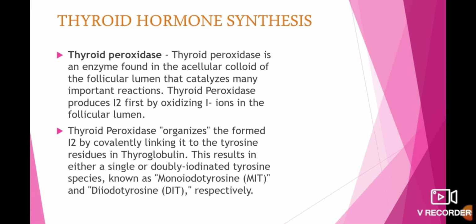Thyroid peroxidase produces I2 first by oxidizing iodide in the follicular lumen. The thyroid peroxidase then forms I2 by covalent linking into the tyrosine residues in thyroglobulin. This results in either a single or double iodinated tyrosine species known as monoiodotyrosine and diiodotyrosine, respectively.